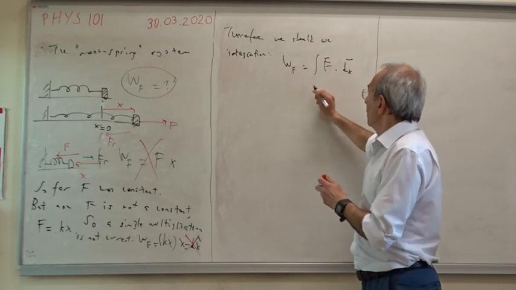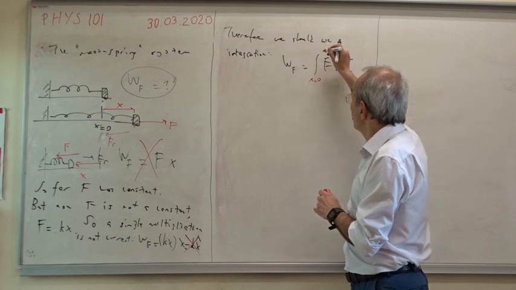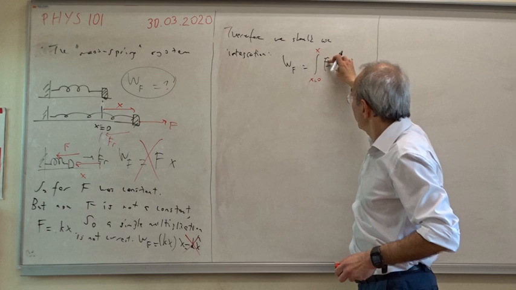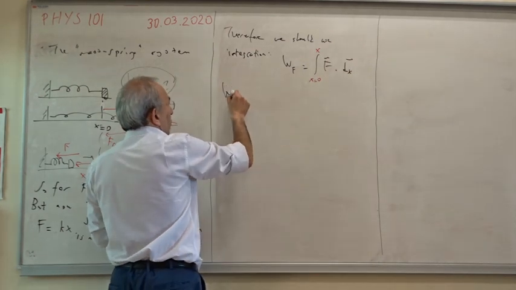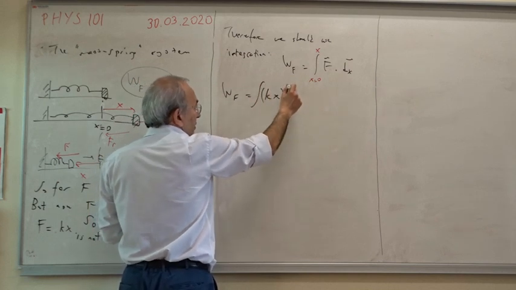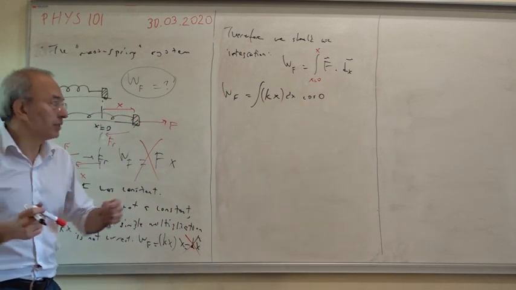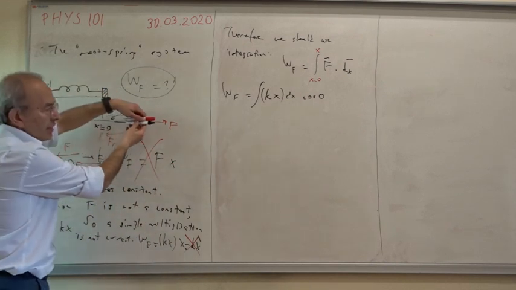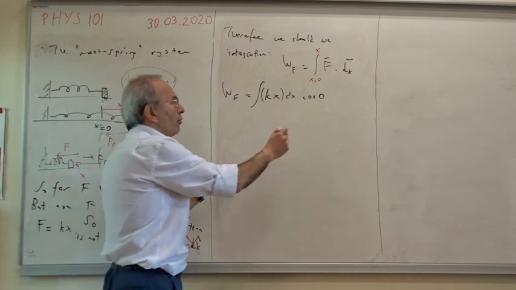It's an integral from the initial value x equal to, let's say, 0 to the final value of x. What is that f? It is k times x. So work done by force is the integral of k times x multiplied by dx multiplied by cosine 0. Remember, it's a dot product, and f and x are in the same sense, so there's no angle between them. Cosine 0 is 1.